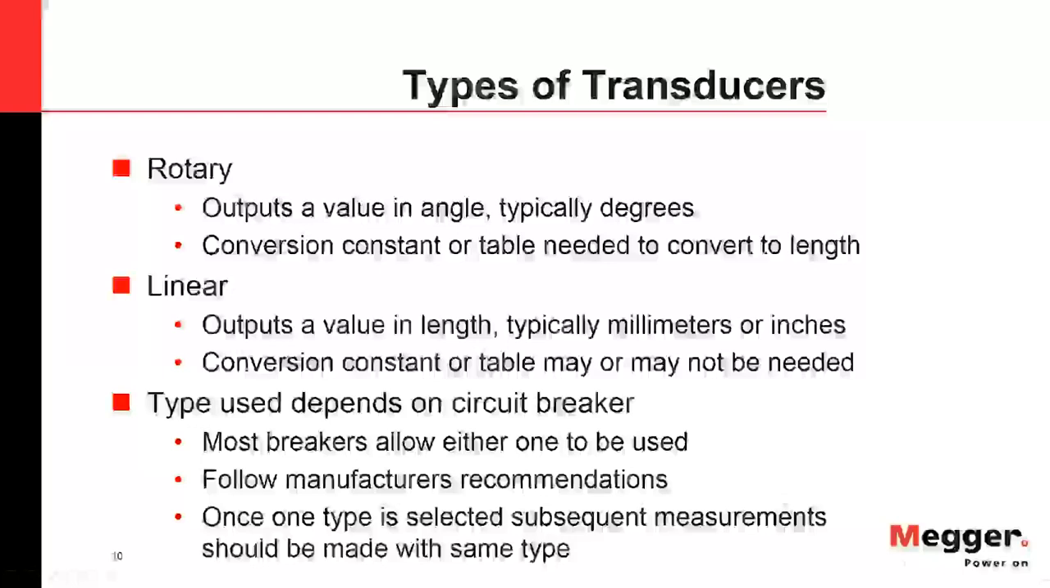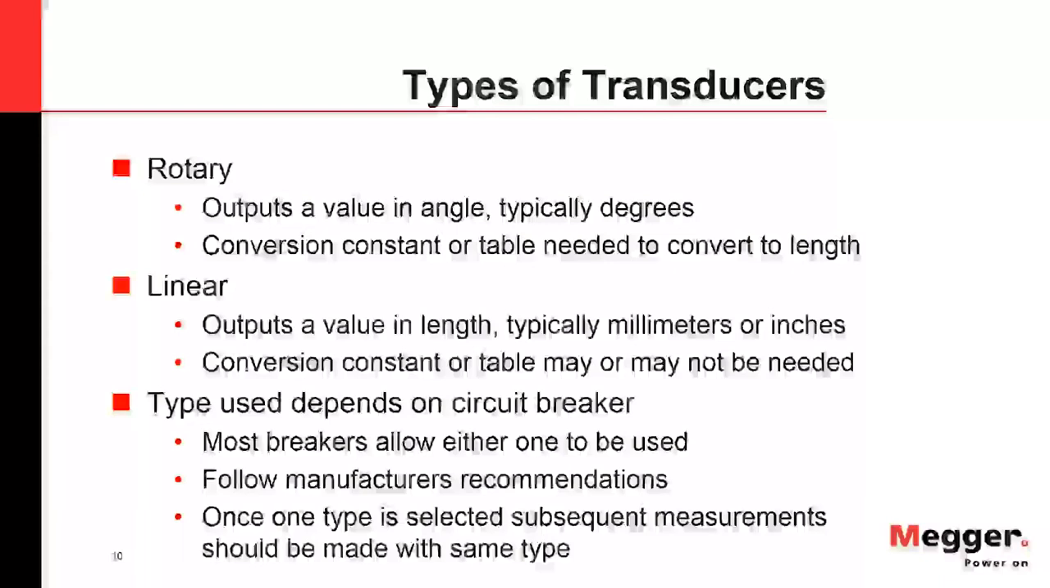That was a little background on transducers, why they're important, and what we'll be measuring with them. But now let's look at the different types of transducers that we may have here. There are 2 main types, rotary and linear. With a rotary, you're measuring and outputting a value in angle, typically degrees. Sometimes I have seen it in radians before.